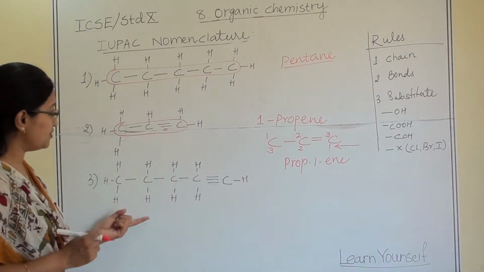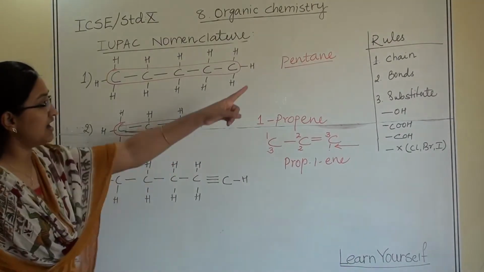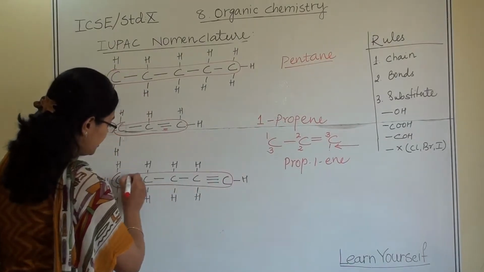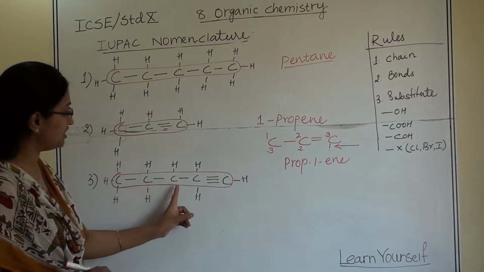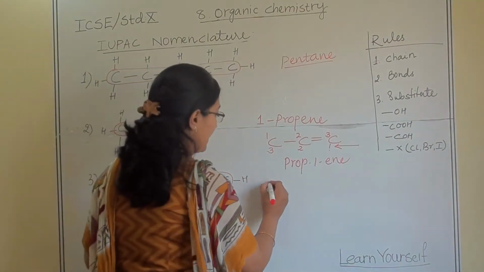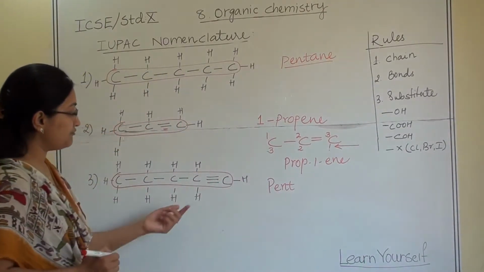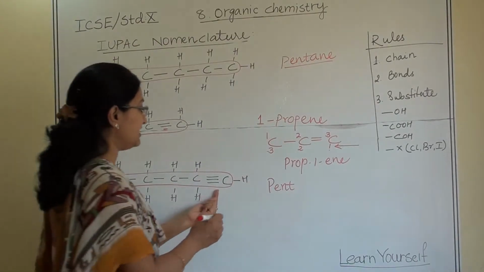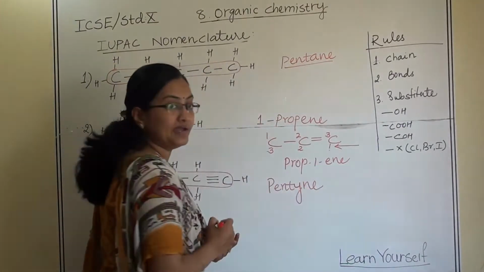Now let us try to understand the third one. First, identify the chain. So this is our chain. How many carbon atoms are there? 1, 2, 3, 4 and 5. 5 is pent. Now if you are seeing here, a triple bond is there. So definitely it will be y-n-e, pentyne.